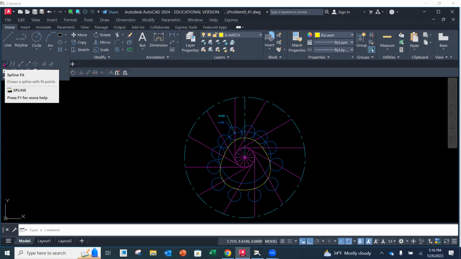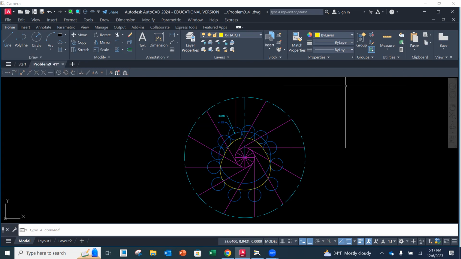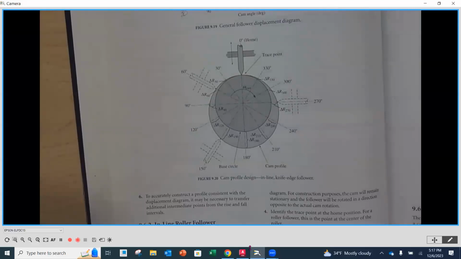Spline fit works where you pick the points that you want to go through. And then at the very end, don't hit escape, because sometimes we end a command by using escape in AutoCAD. You have to hit the enter key for this one. Otherwise, if you hit escape, it's going to disappear, unfortunately. So make sure that you hit enter at the end of this command. I'll do a demonstration a little bit later on using it, but that's where it's going to be when we do our construction in AutoCAD.